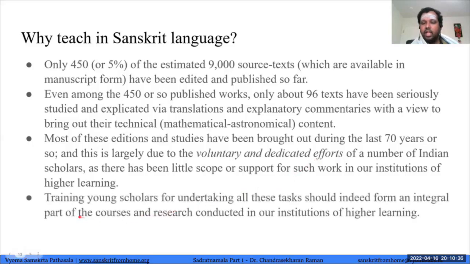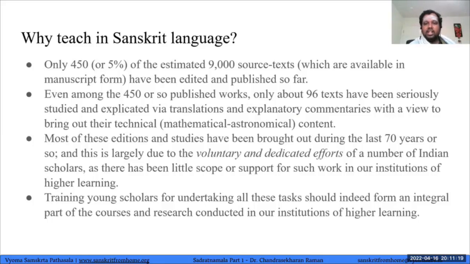And now the need of the hour is training young scholars for undertaking all these tasks. And it should be an integral part of the courses and research conducted in institutions of higher learning. So why did I decide to offer this course, mostly in Sanskritam? It is for some of you. There are a lot of people in this course. It's a success even if one or two of you take this up, let's say we start as a hobby, and start picking up these texts and understanding them.